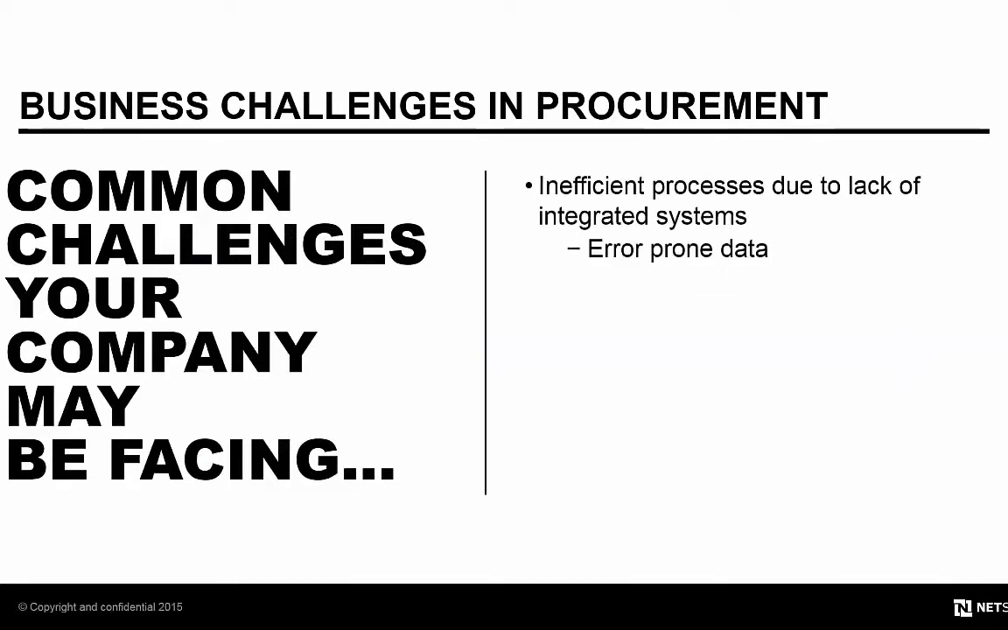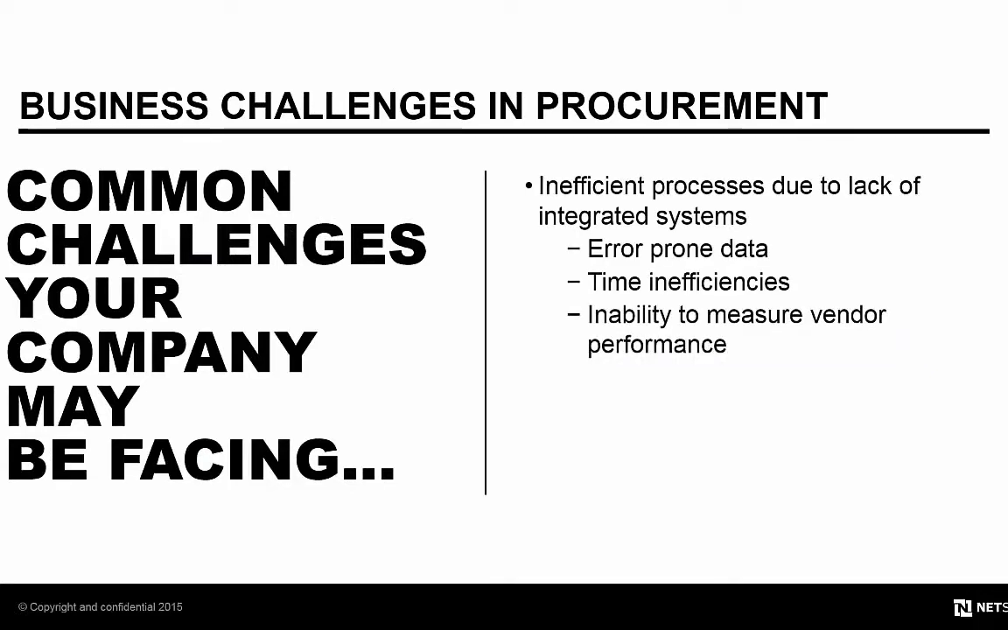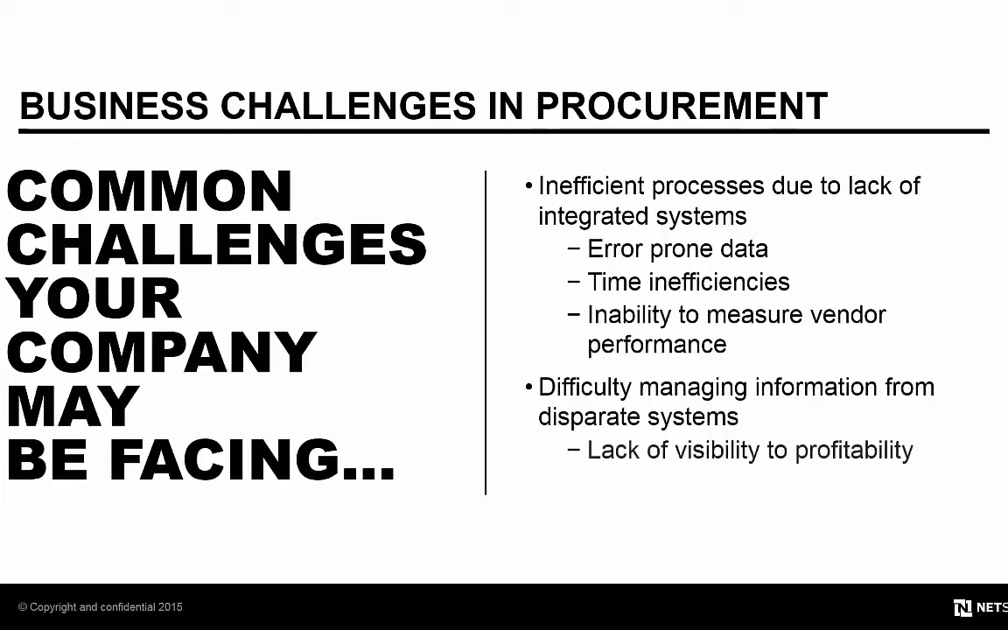Many wholesale distribution companies that have grown over time have added systems piece by piece or through acquisitions and mergers. They are faced with the challenge of integrating information that exists in disparate systems and is difficult to reconcile or to get visibility into. Inefficient business processes due to that lack of integration often contribute to error-prone data, time inefficiencies, as well as an inability to measure vendor performance.